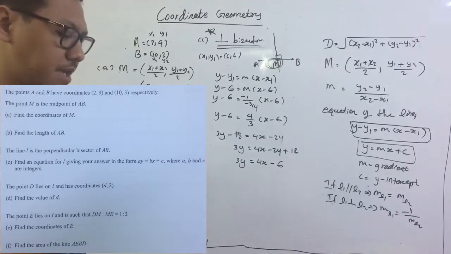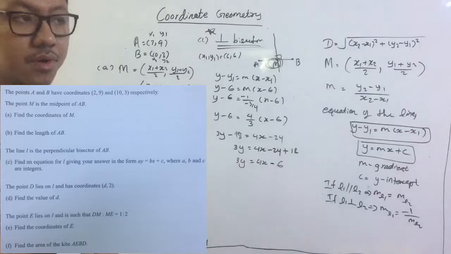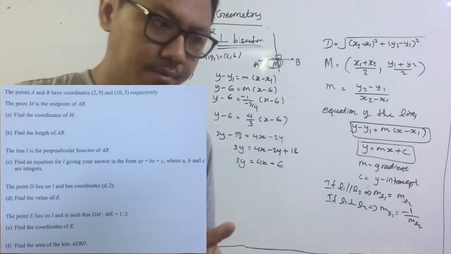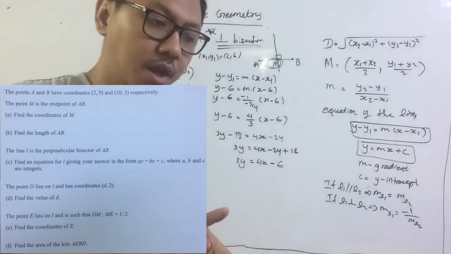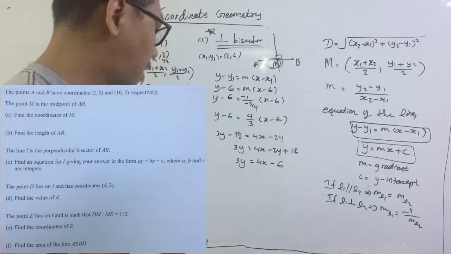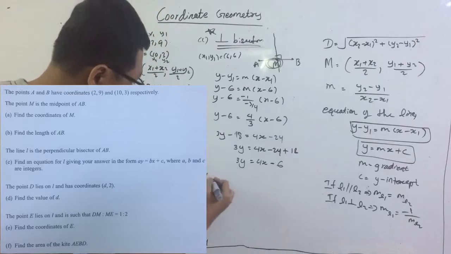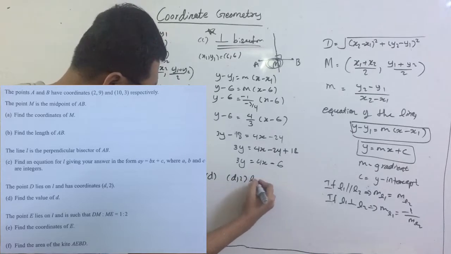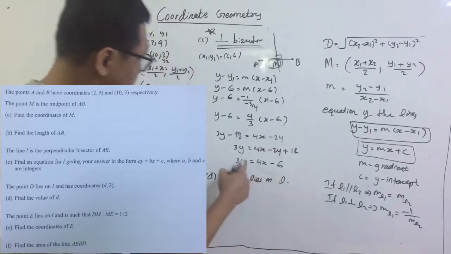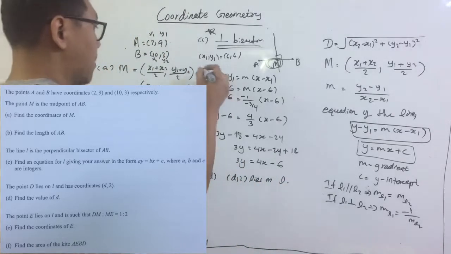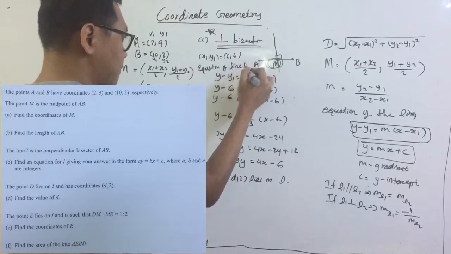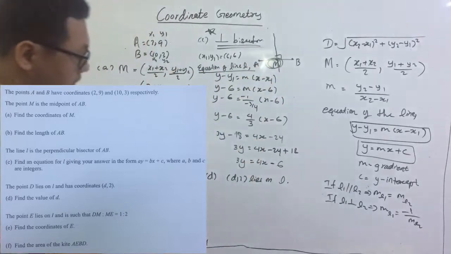Before D, they say point D lies on L and has coordinates (t, 2). Okay, so now the next thing is, if a point lies on a line, or if a line passes through a point, we can always substitute the point into the equation. So the point is (t, 2), which lies on L. Line L is the perpendicular bisector. So I'm gonna write down here the equation of line L.